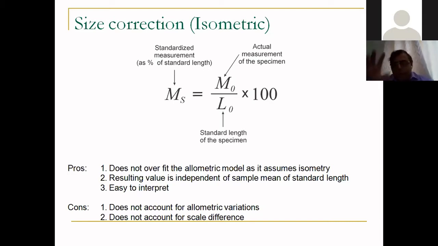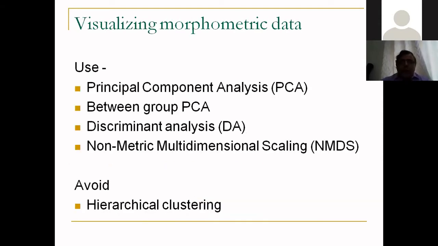Okay, so let us suppose that you have collected some data and you have done the standardization of the data. So you have collected morphological data, you have standardized the measurements. So now you can start comparing your groups of organisms. So let's start with visualizing the morphometric data. So how are you going to visualize it?